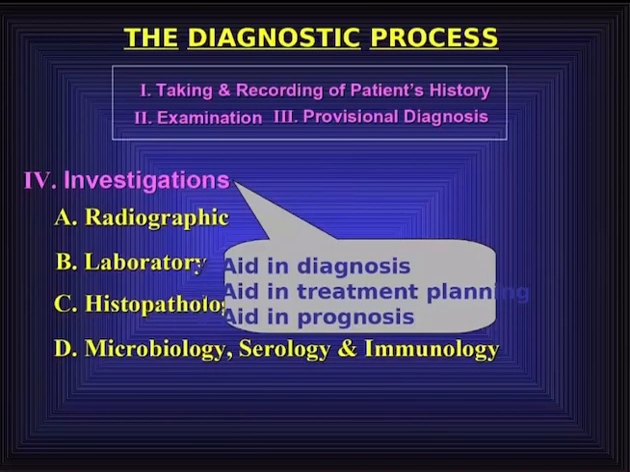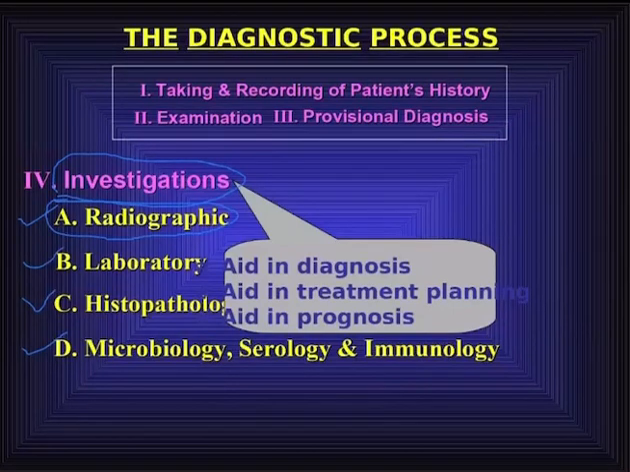Now, investigations can be of different types. It can be radiographic, laboratory, histopathology, microbiology, serology, or immunology. But in this level 6, most of the time we will just prescribe the radiographic examination to the patient, because you're just beginners, so you will not get any complicated cases. Most of the time it will be a radiograph, extraoral or intraoral. But sometimes you might go for some histopathology as well, a biopsy or this kind of thing.